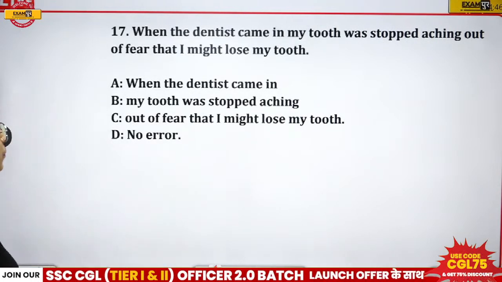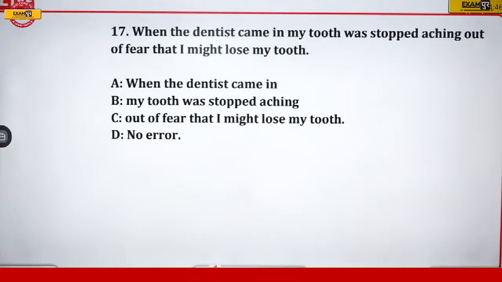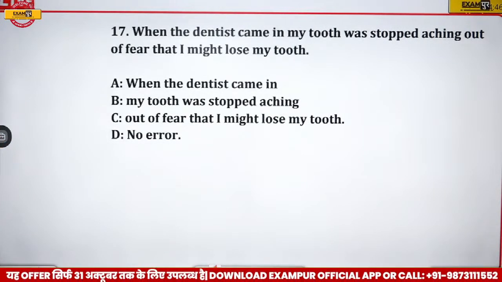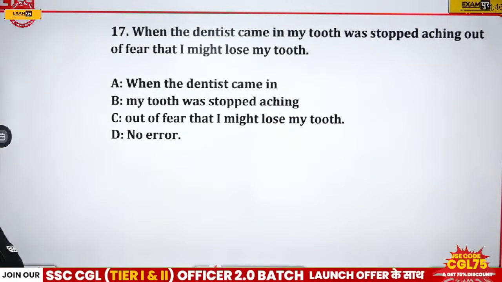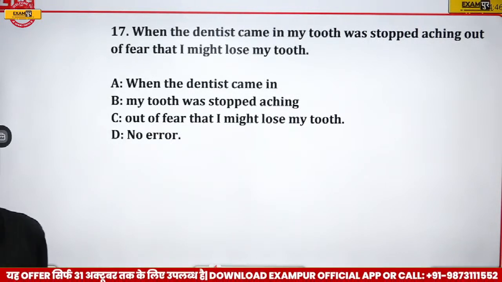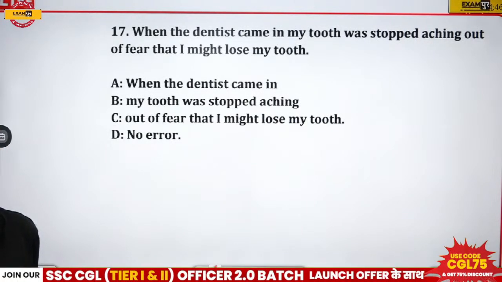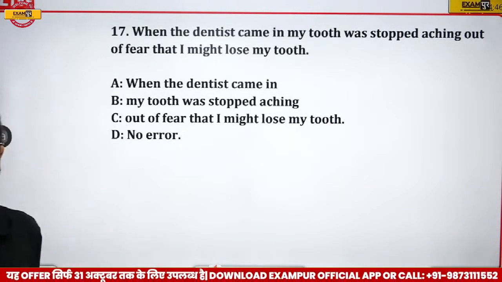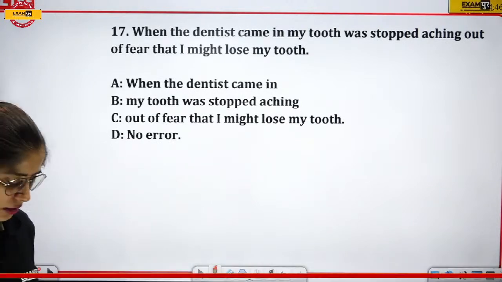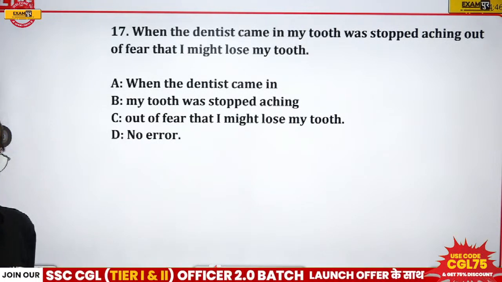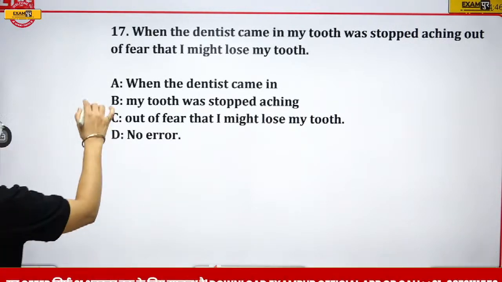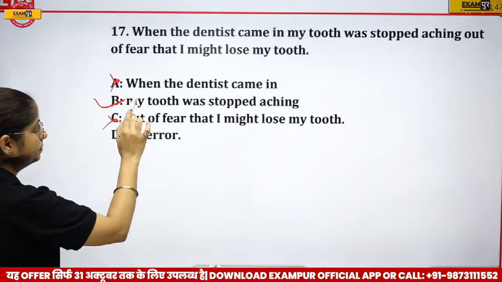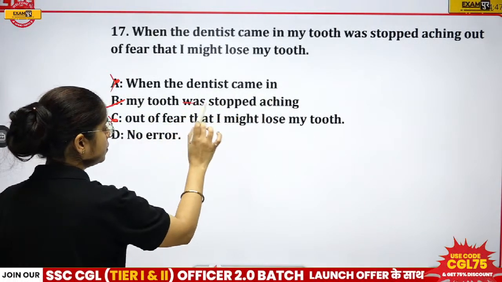Okay, the question is, when the dentist came in, my tooth was stopped aching out of fear that I might lose my tooth. The error lies in part what? C, no. The error lies in part C. When the dentist came in, my tooth was stopped or stopped aching.